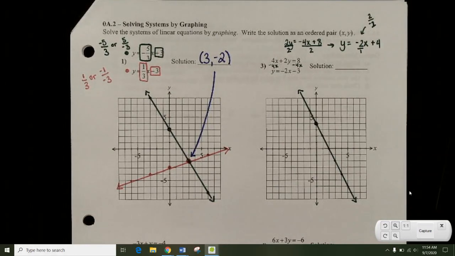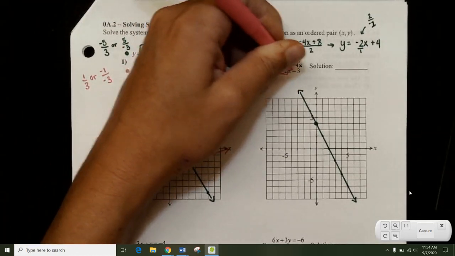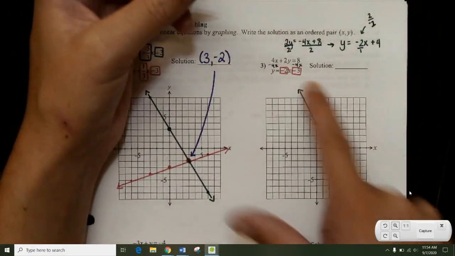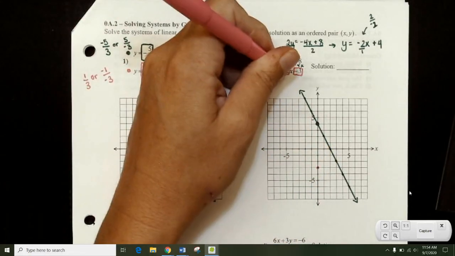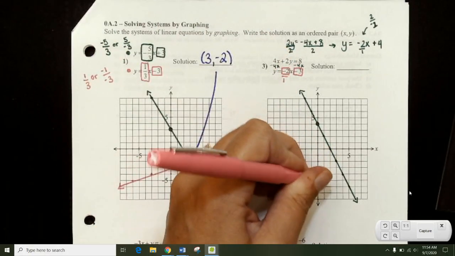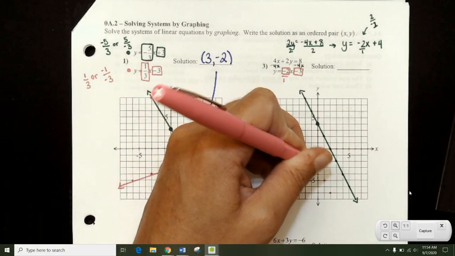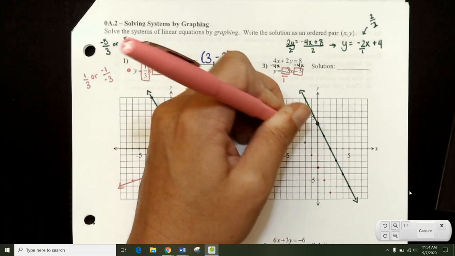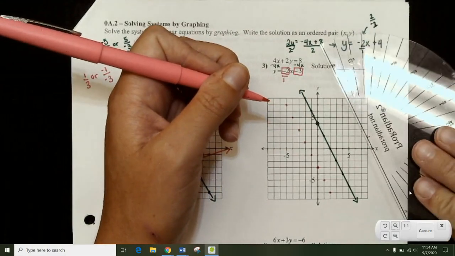So my other equation also has a negative 2 slope, but it has a negative 3 y-intercept. So I start at negative 3, 1, 2, 3. And my negative 2 slope, I put that over 1. So I go down 2 over 1, down 2 over 1. Or I could also go up 2, left 1, which would be positive 2 over negative 1. Now you're going to notice that these two lines are never crossing.